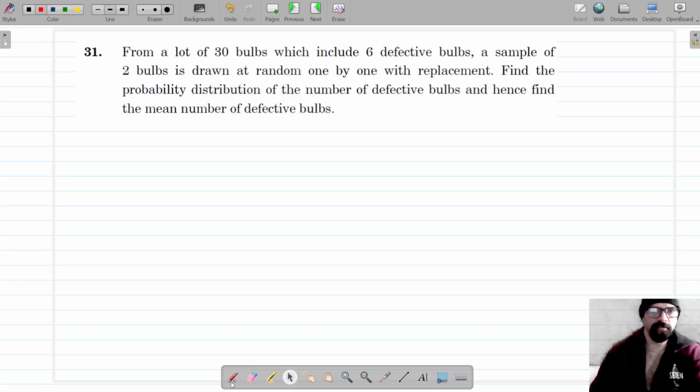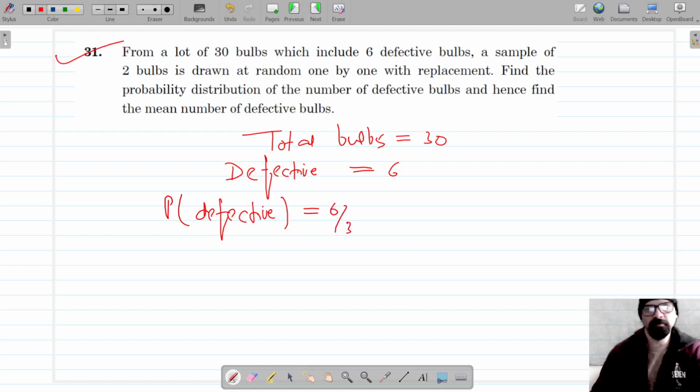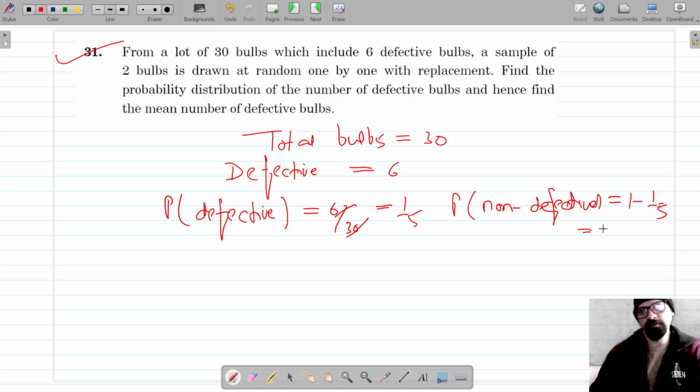Okay, for question number 31, it's given that from a lot of 30 bulbs, which includes 6 defective bulbs. So total bulbs here are 30, and defective ones are 6. So the probability of defective is 6 by 30, which is equal to 1 by 5. And the probability of getting a non-defective bulb when one bulb is selected at random is 1 minus 1 by 5, which is 4 by 5. So we have the probability of defective and non-defective bulbs.